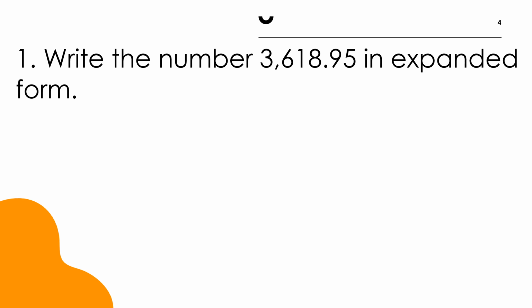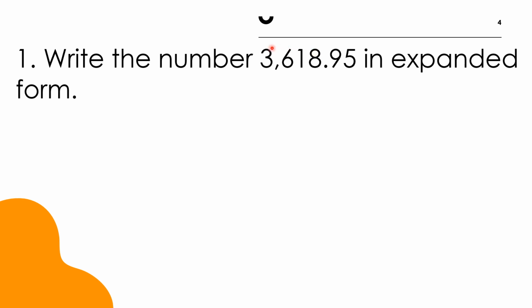It says write the number 3,618 and 95 hundredths in expanded form. Right, so you're going to start with the whole number portion. All the way to the left, we see a 3 that's in the thousands place. So it's going to be 3,000 plus the 6 is in the hundreds place, so 600, plus 1 is in the tens place, so 10, 8 is in the ones place, so 8.